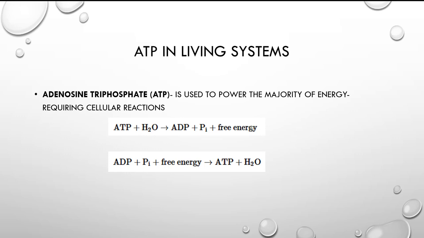Now, the reverse of this reaction is an endergonic reaction. We have ADP, adenosine diphosphate. If we add a phosphate group to this reaction, and some free energy, we have to add that. So we're adding energy to bring together the phosphate group with the ADP. We're going to end up with ATP. And in the process, we're removing water from that reaction. So that's dehydration synthesis.